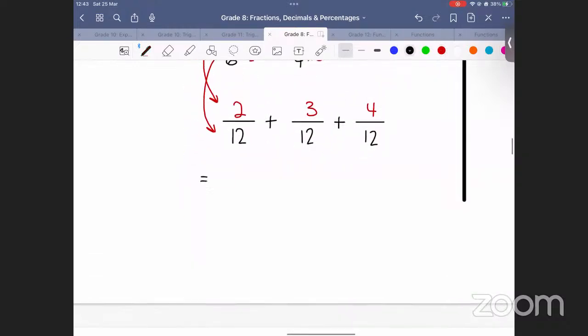Okay. Now they have the same denominator, so I can add them. I can literally keep them all under the same denominator and say 2 plus 3 plus 4. And that's equal to 9/12.